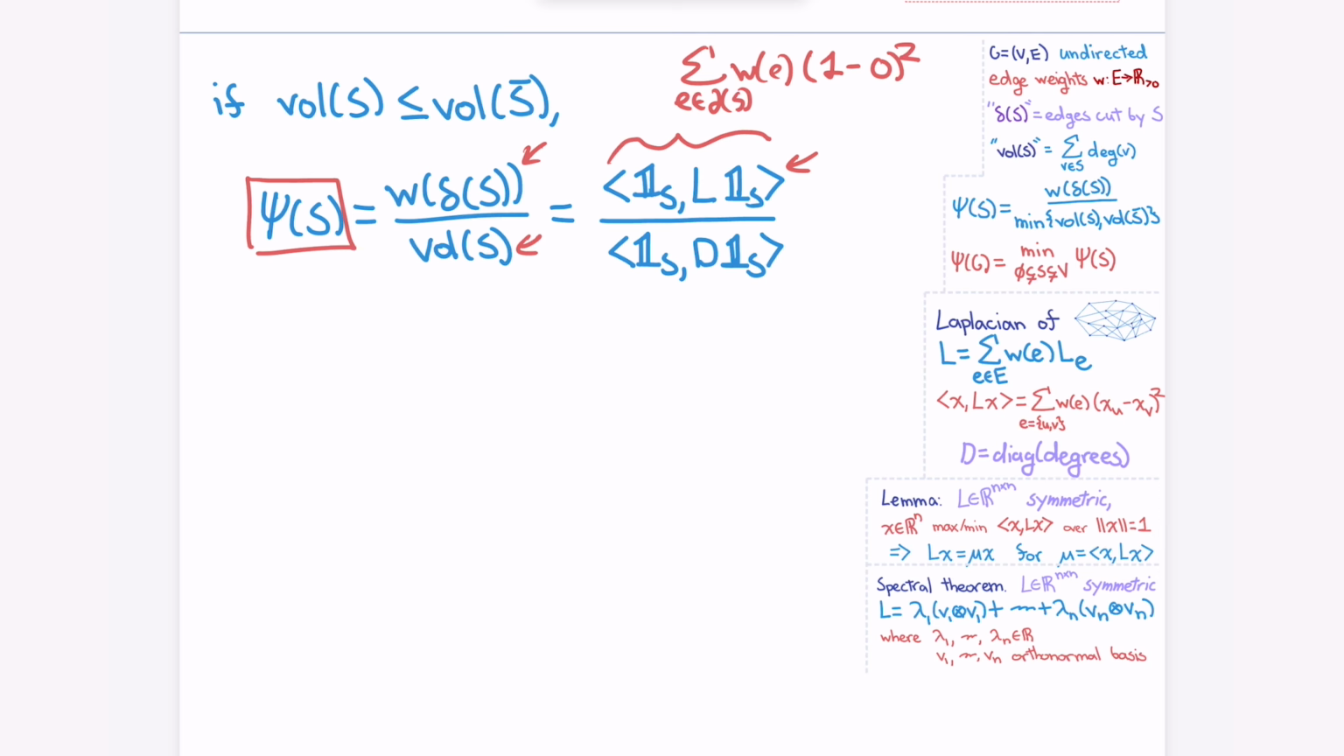Or if I have an edge with both endpoints not in S, I'll have 0 minus 0 squared. But if I have 1 in S and not in S, in other words, it's cut by S, then I'll get 1 minus 0 squared. Okay. So the numerator captures cuts, right? That agrees. And if we look at the denominator, that's just a diagonal matrix of degrees, right? So we're just summing up the degrees in S.